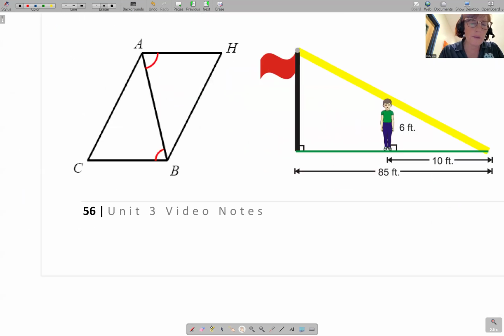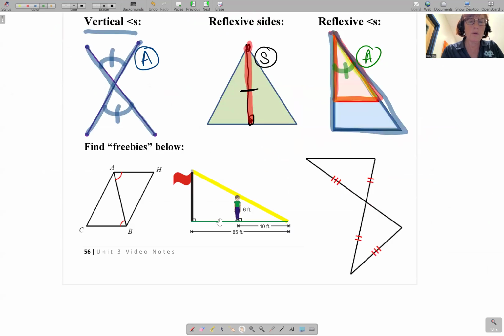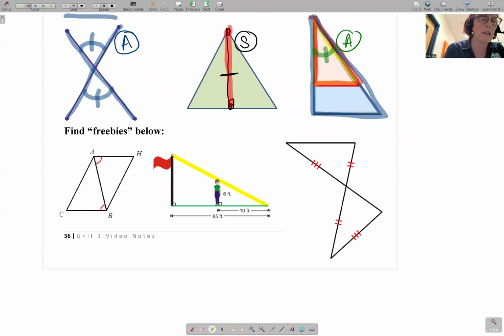So this is a reflexive side. So it's a side that's shared. So you should have a hatch mark there, and you put an S. Technically, that's a pair of sides.